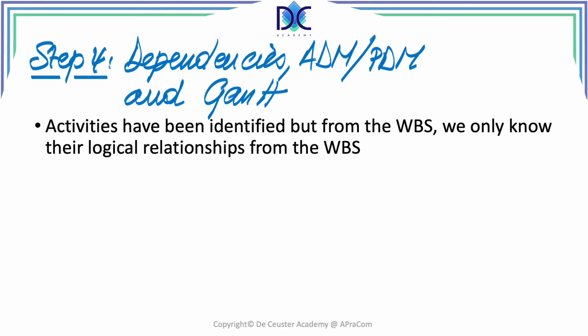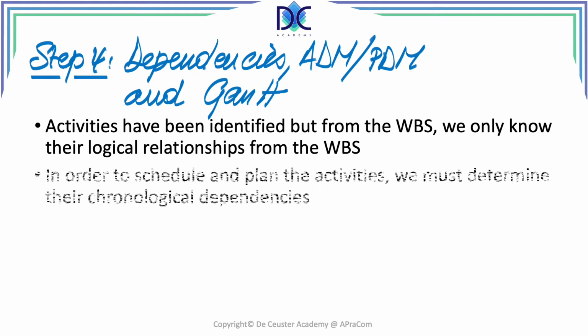Now the activities we know from the WBS, but the WBS only shows their logical relationships. What we have to do is determine the chronological dependencies, the dependencies saying when I can start a certain activity, I have to have completed some predecessors.